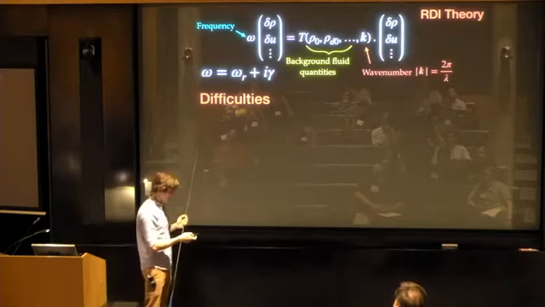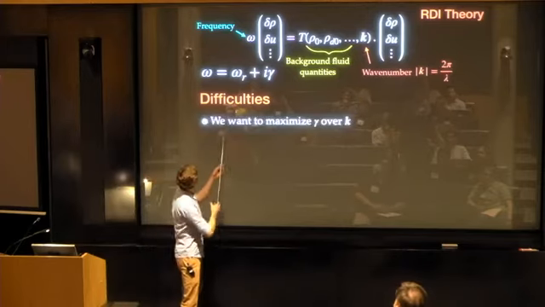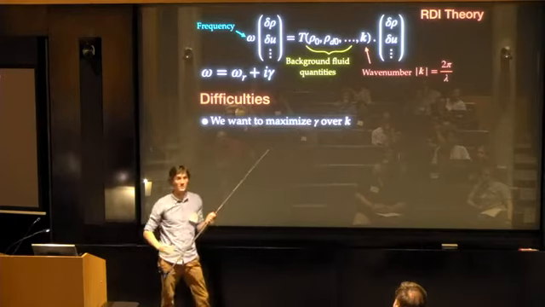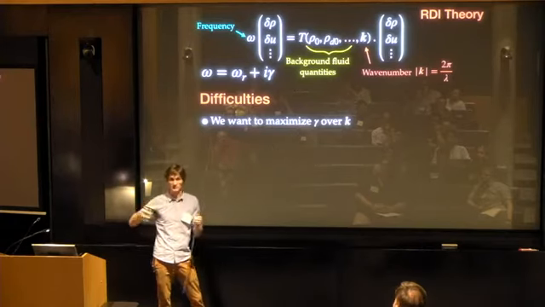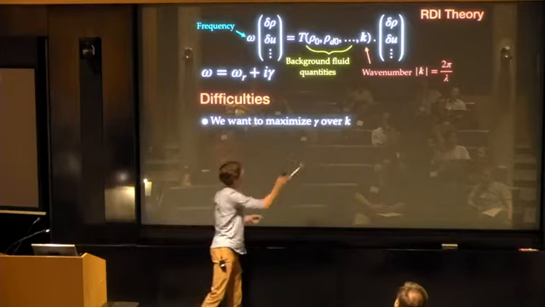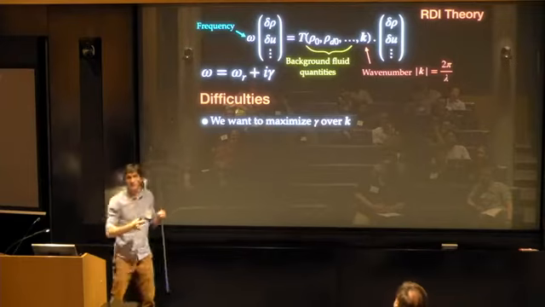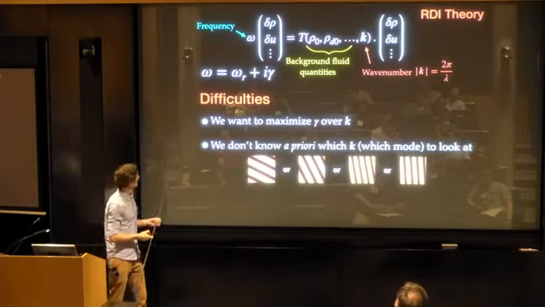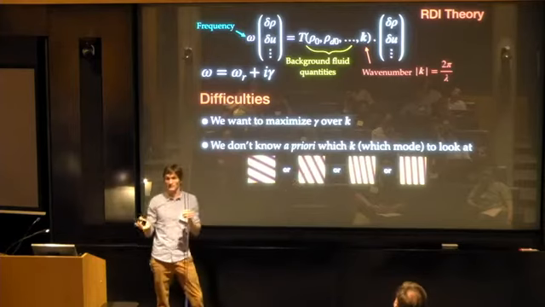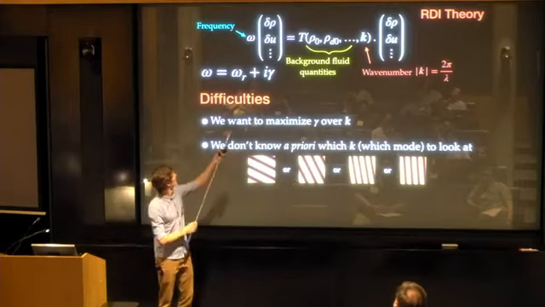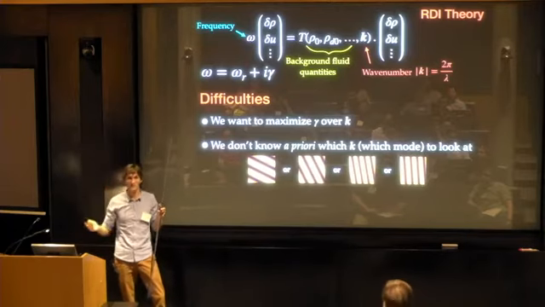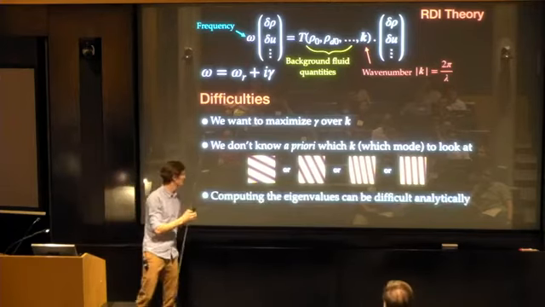The difficulties come in because we want to maximize this gamma over all of the K, so over all of the wave numbers for some given choice of equilibrium quantities, right? And this is a three-dimensional vector, so we just have a rather large parameter space to explore. And we don't know a priori which mode is going to give the largest gamma. It could be short wavelengths, it could be large wavelengths. So we have to maximize this equation.